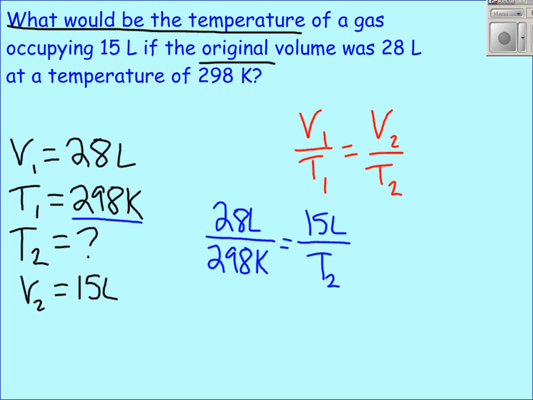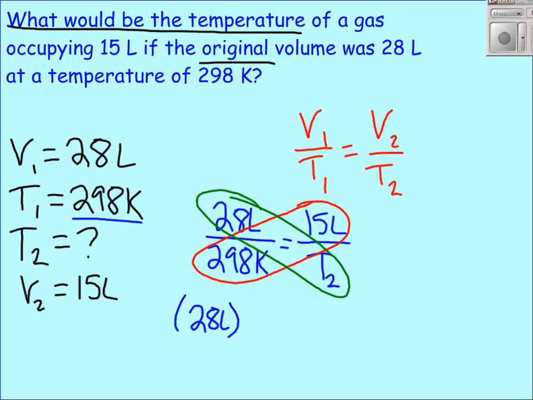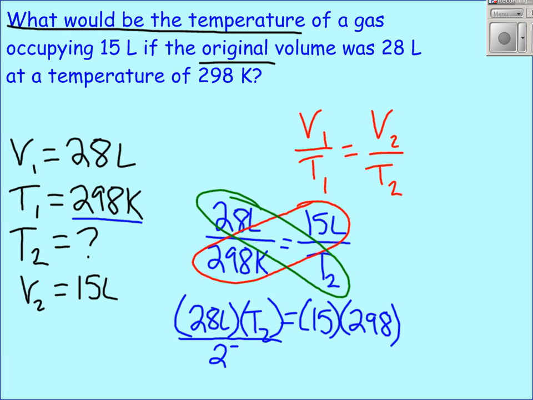Now what I do is I'm going to cross multiply in order to solve this problem. I'm going to take 15 times 298 and set that equal to 28 times T2. By rewriting this equation, I get the following. 28 T2 is equal to 15 times 298. I divide both sides by 28 liters, and now I'm ready to calculate.